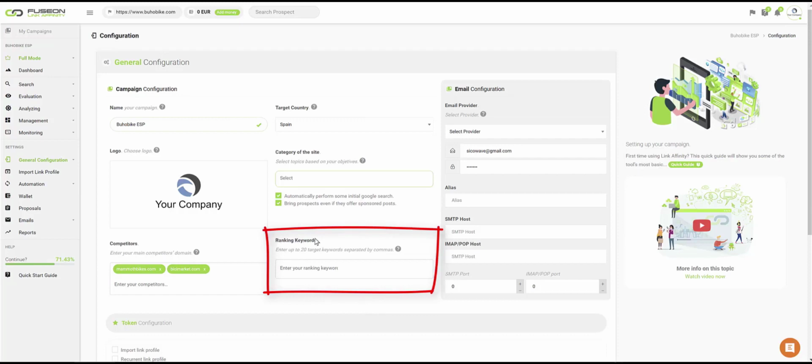Which is the ranking keywords, or ranking affinity. I know it is not the literal translation, but it is actually the ranking affinity. Why do we call it ranking affinity? Because it's even going to influence the overall affinity calculations.